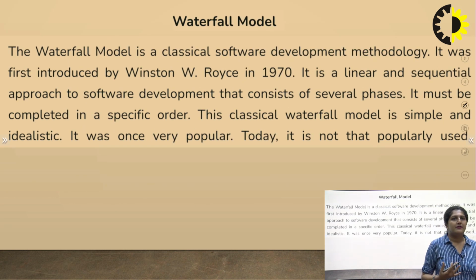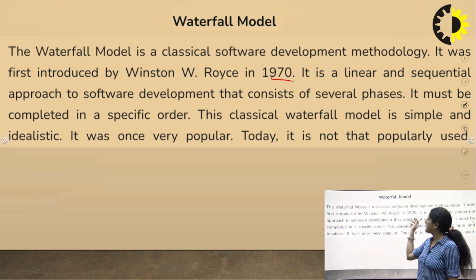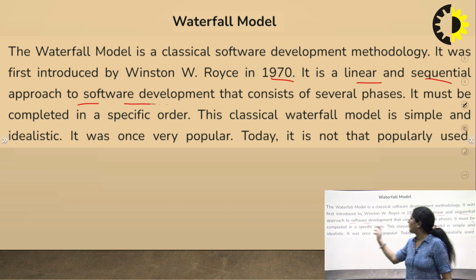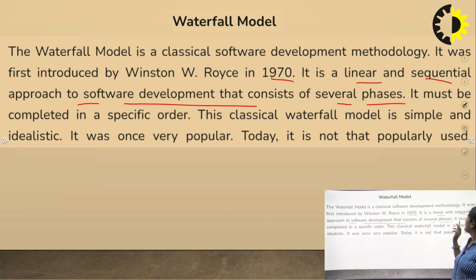So let us understand what is a software model. The waterfall model, also known as the classical waterfall model, is the first model, introduced in the 1970s by Winston W. Royce. It is a linear and sequential approach to software development that consists of several phases.